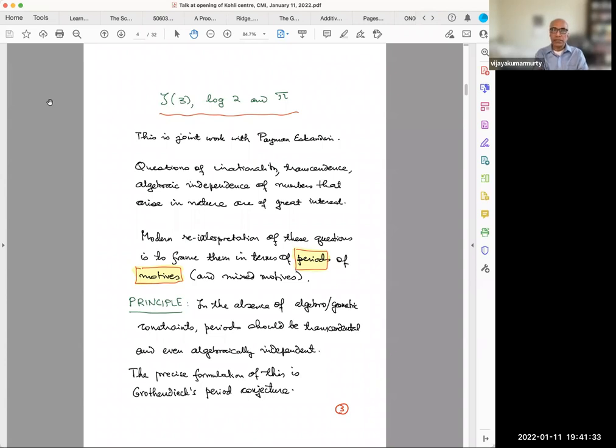I'll define it. Many of you know it. It's the value of the Riemann zeta function at 3. I'll say a little bit explicitly what it is in case you're not familiar with it. But what can we ask about these numbers? You can ask, are they rational numbers?